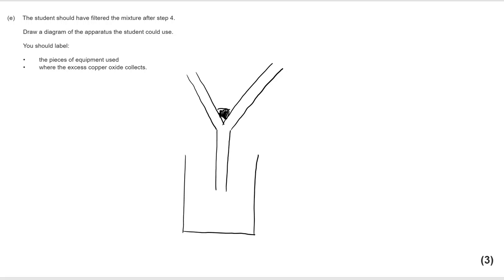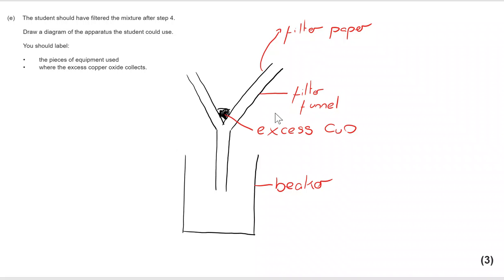For part E, in terms of a diagram, it needs to be 2-dimensional, it needs to be cross-sectional, and what I have got here so far does do that, but I haven't labelled it. So I need to label my filter funnel, my filter paper, my beaker, and I need to label the excess copper oxide that has not gone through. There would be copper sulfate solution down here as well.